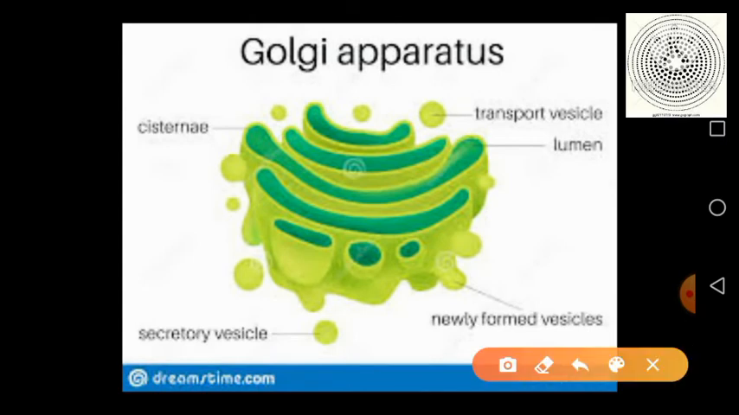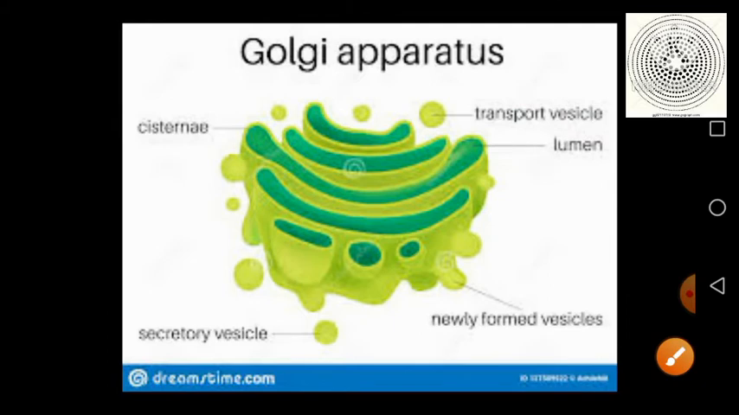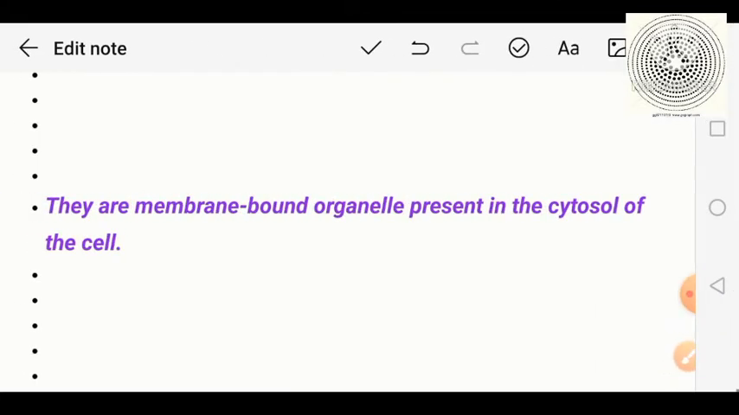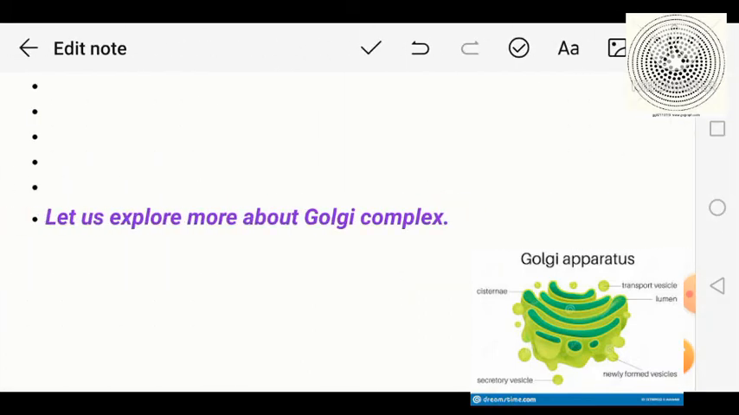So the Golgi apparatus, as I told you, is made of flattened pouches which stack over each other. Simply, that is known as the Golgi complex. As I told you, the Golgi complex consists of membrane-bound organelles which are present inside the cytosol or cytoplasm of the eukaryotic cell. So let's explore the Golgi complex in more detail.